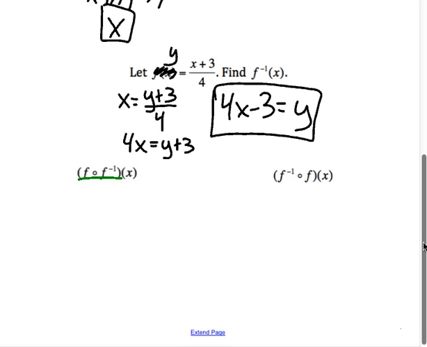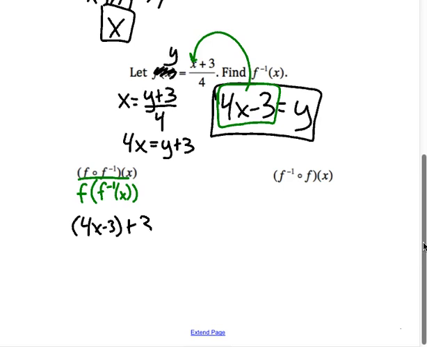So let's do this direction first, putting the inverse into the original. So I'm going to put this inverse into my original function. So 4x minus 3 plus 3 over 4. Well, negative 3 plus 3, so I get 4x over 4. Oh, that should be a 4, sorry. And that just leaves me with x.